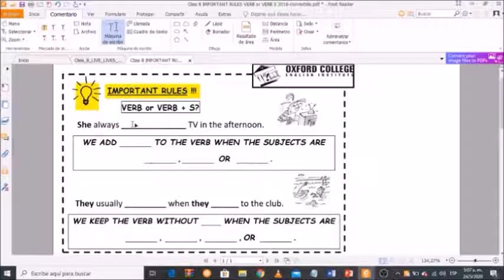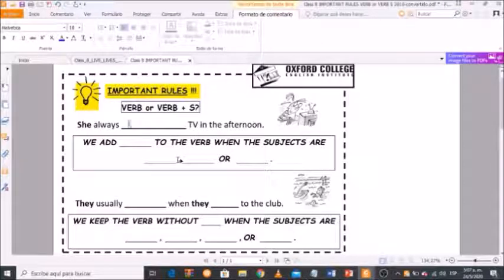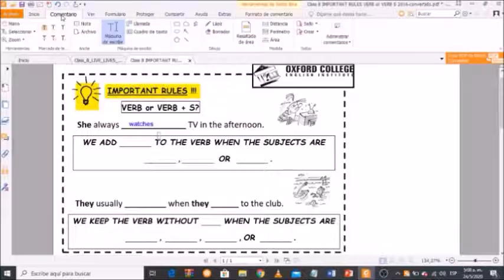Very good. We watch TV, right? But pay attention to the subject of this sentence. The subject is she. So, since the subject of our sentence is she, we are not going to say she always watch. Entonces, como el sujeto de nuestra oración es she, en lugar de decir she always watch TV, vamos a decir she always watches TV in the afternoon. Es decir, le vamos a agregar al verbo una ES en este caso.